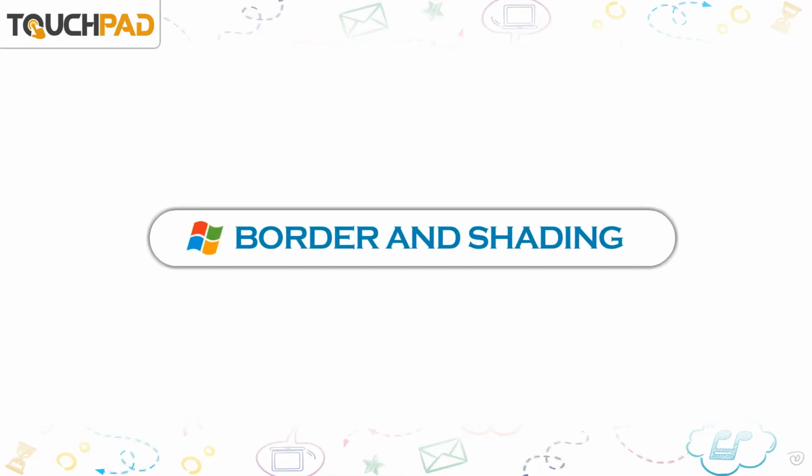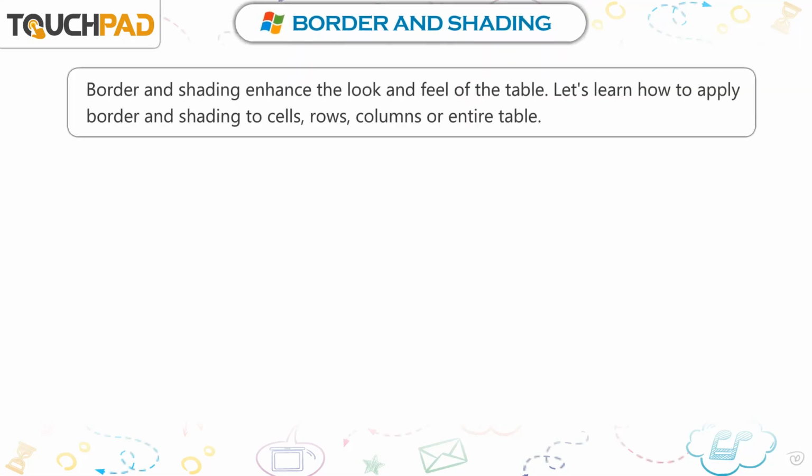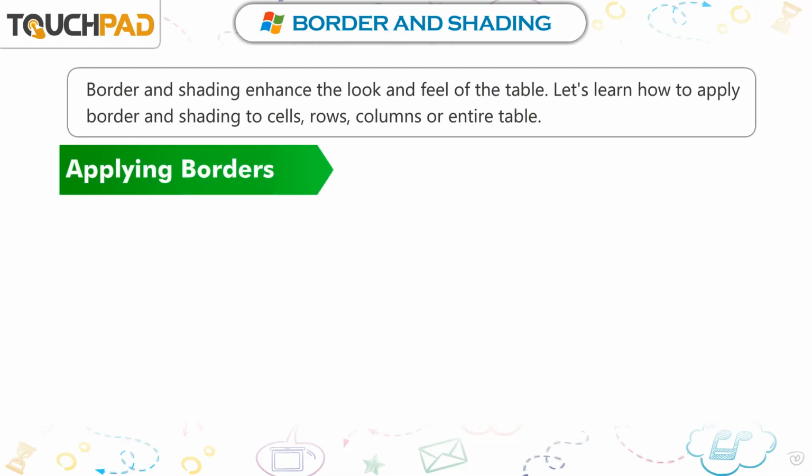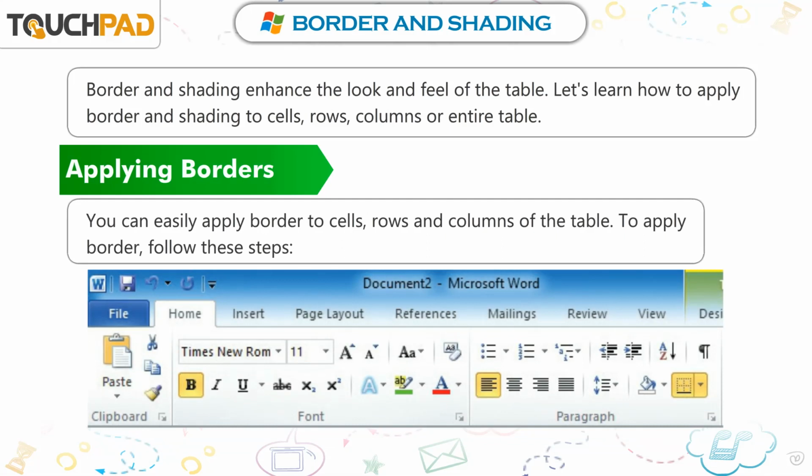Border and shading. Border and shading enhance the look and feel of the table. Let's learn how to apply border and shading to cells, rows, columns or entire table. Applying borders. You can easily apply border to cells, rows, columns or entire table.